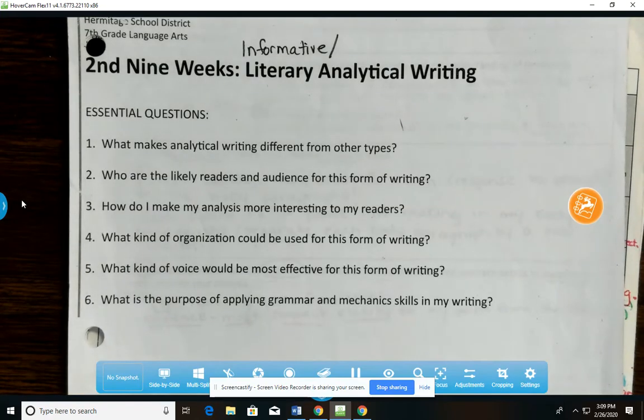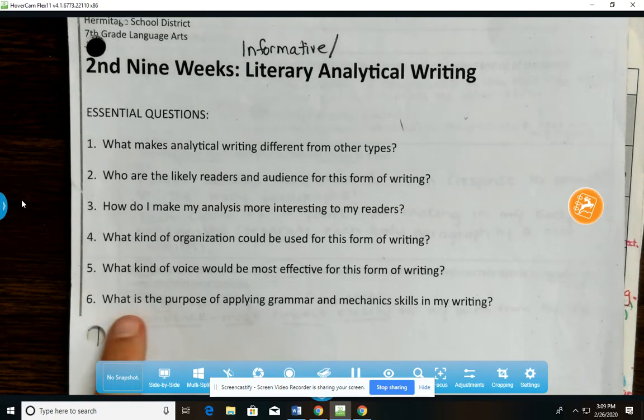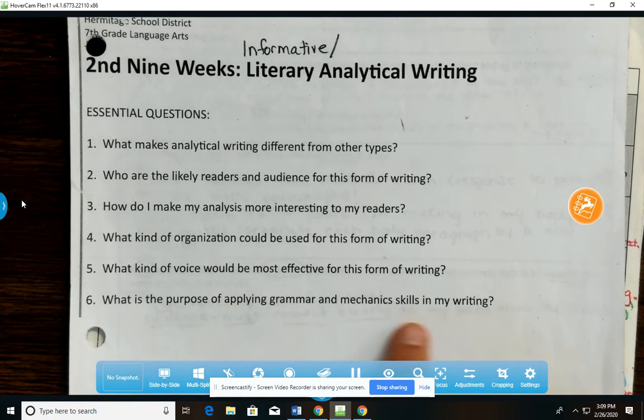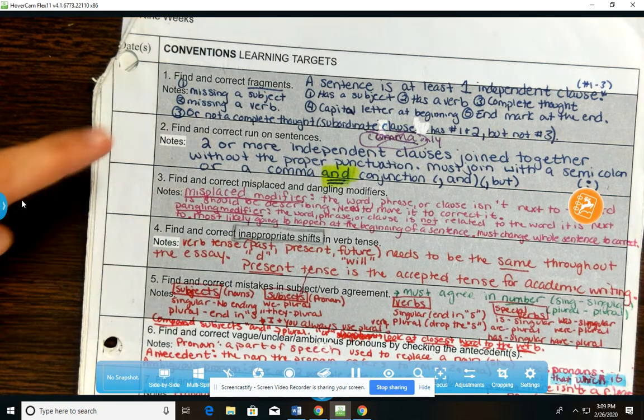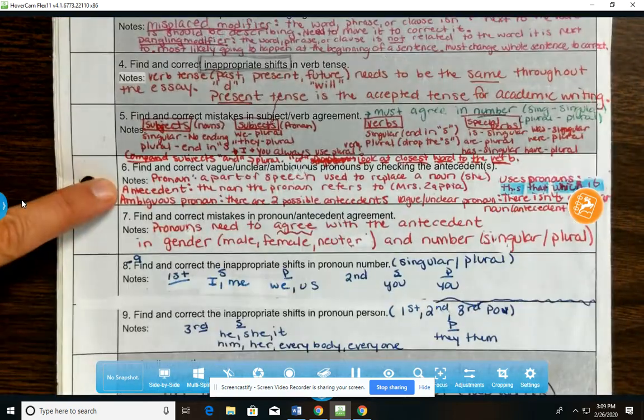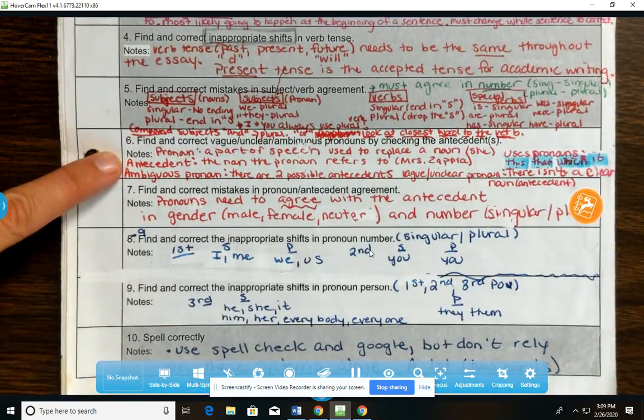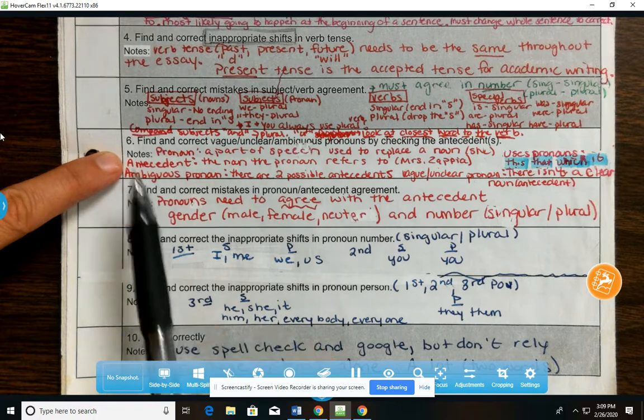Hello, today we are looking at essential question number 6. What is the purpose of applying grammar and mechanics skills in my writing? Today we are going to be in conventions, and we're going to look at conventions number 6, which is to find and correct vague, unclear, and ambiguous pronouns by checking the antecedent.